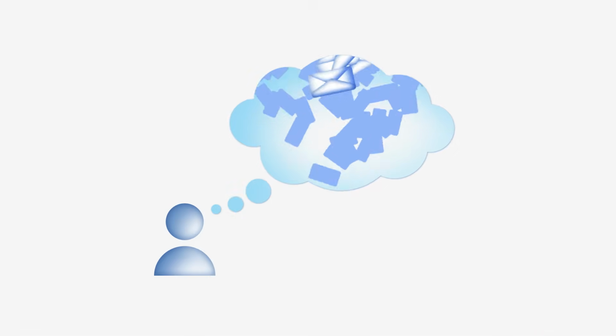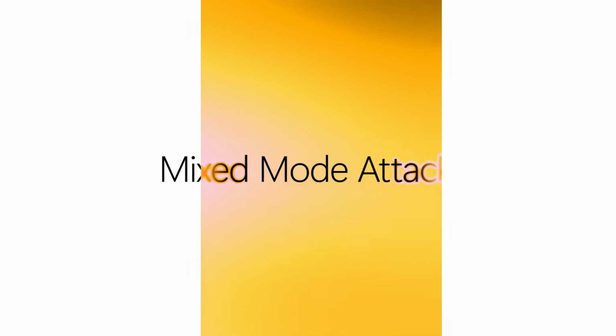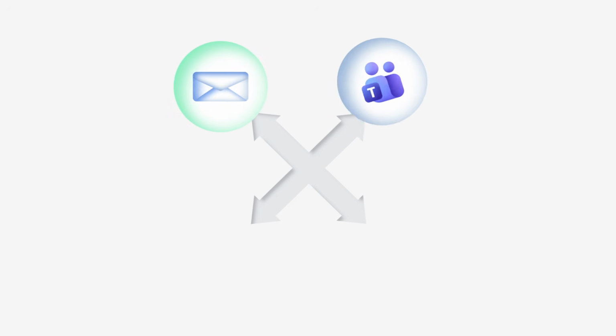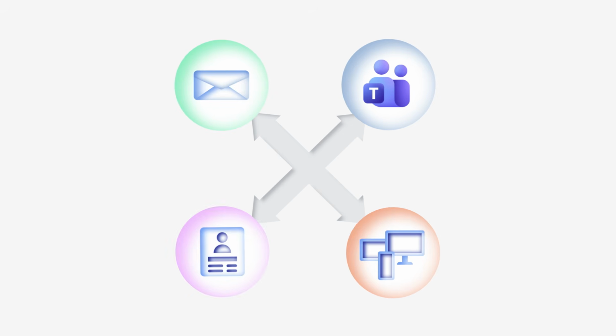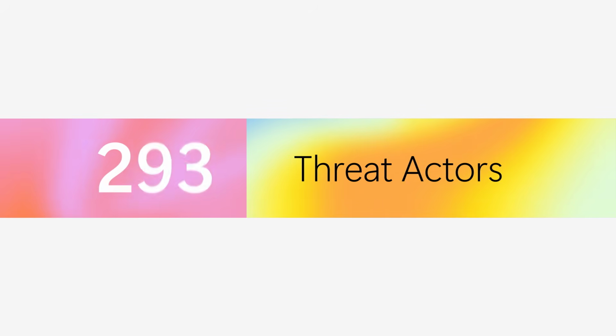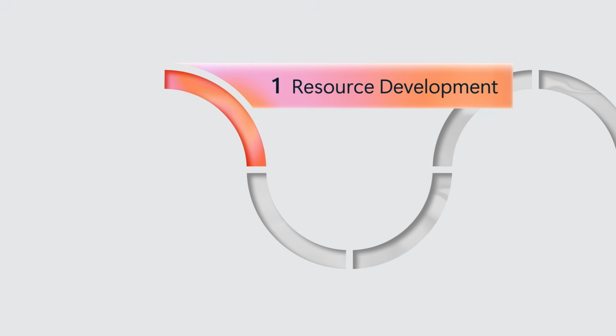Now that you understand what a mail bombing attack is, let's discuss how and where it fits into a more complex mixed mode attack. Mixed mode, or hybrid, attacks are ones that span across email, Teams, identity, and endpoints, rather than just one of these vectors. These types of attacks are used by threat actors, over 300 of them according to Microsoft telemetry, to orchestrate campaigns that are multi-phased. Step 1 in the attack is the resource development phase.